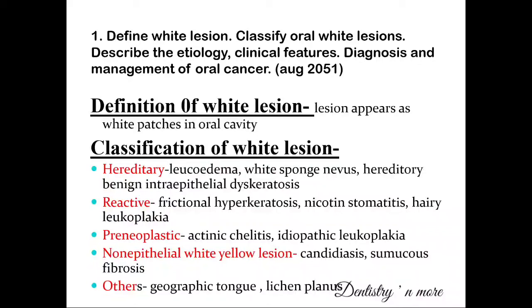Definition of white lesion: it is nothing other than a lesion that appears to have white patches in the oral cavity, and the classification is based on the etiology itself. In hereditary you have leukoedema, white sponge nevus, hereditary benign intraepithelial dyskeratosis. Then in reactive you have frictional hyperkeratosis or frictional keratosis. Then you have nicotine stomatitis, hairy leukoplakia. In the pre-neoplastic you have actinic cheilitis and leukoplakia. And non-epithelial white-yellowish lesions or pseudomembranes, or the infectious lesions that you can see, is candidiasis. And also in the pre-malignant condition you have oral submucous fibrosis, and the others are nothing other than geographic tongue.